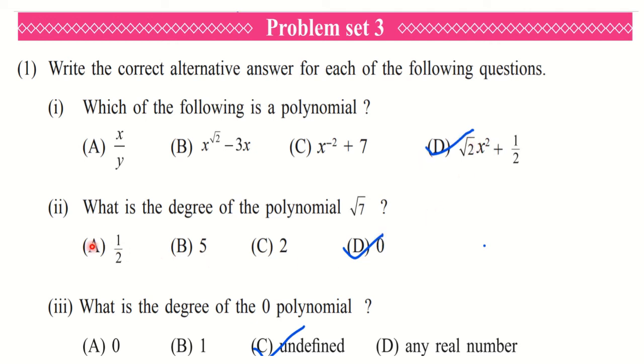Mark it. What is the degree of the polynomial root 7? You know that root 7 is called a constant polynomial. Variable is not present. Then I said that even though the variable is not present, we can write it as x raised to 0, because you know that anything raised to 0 is 1. So even though the variable is not seen, it is present there with degree 0, and therefore the answer is option D, 0.